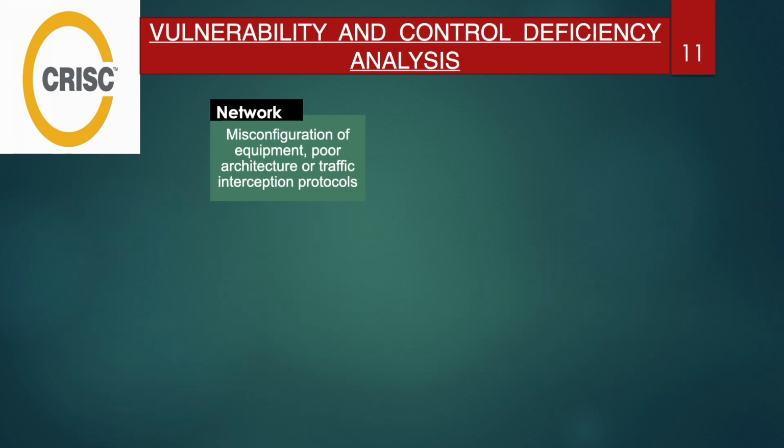First will be the network, right? What is a network? Network vulnerabilities are a misconfiguration of equipment, poor architecture, or traffic interception protocols. Okay, let's understand. Friends, network vulnerabilities are frequently caused by incorrectly configured hardware, right? Architecture or traffic eavesdropping. Understood?